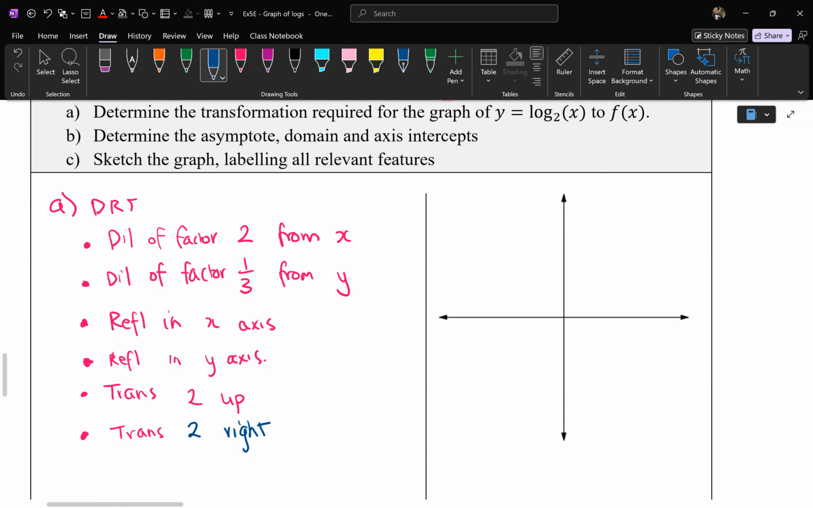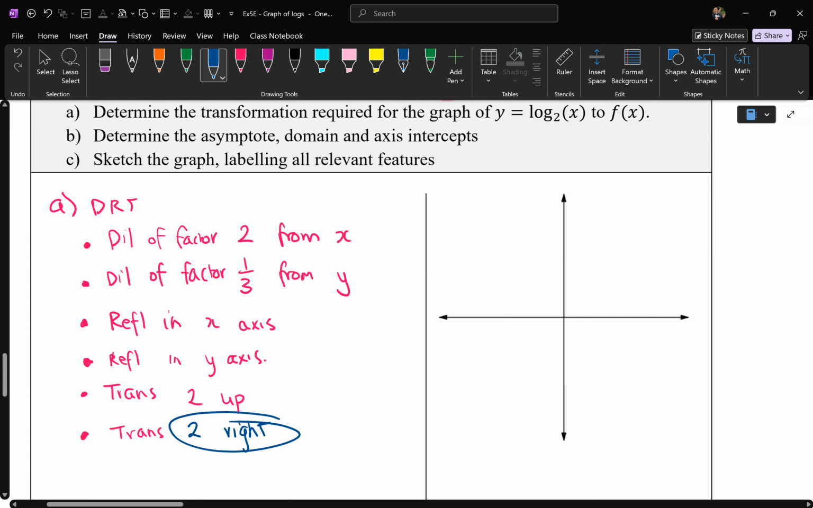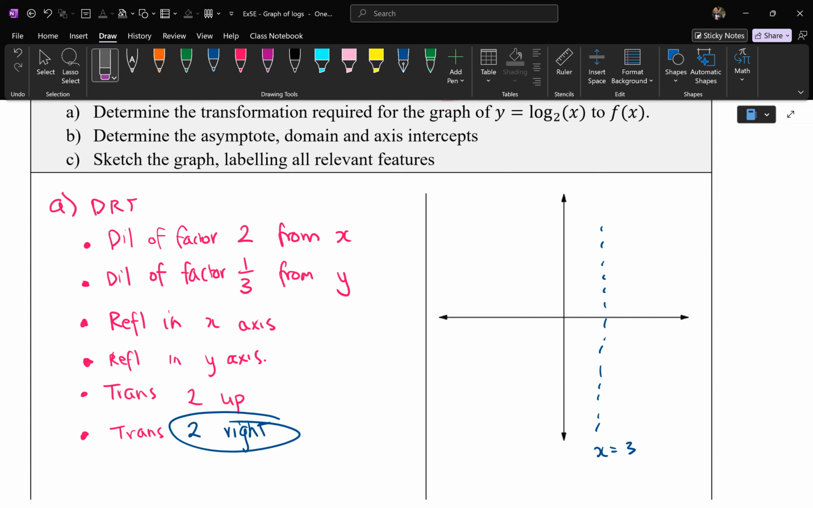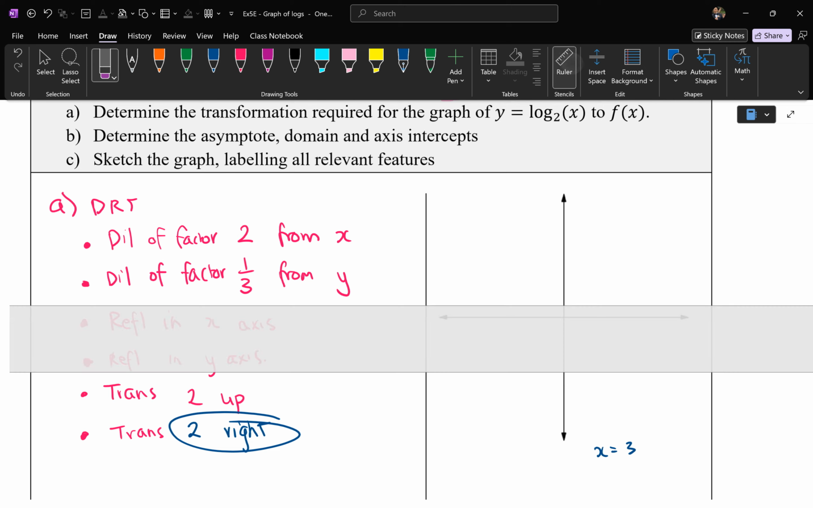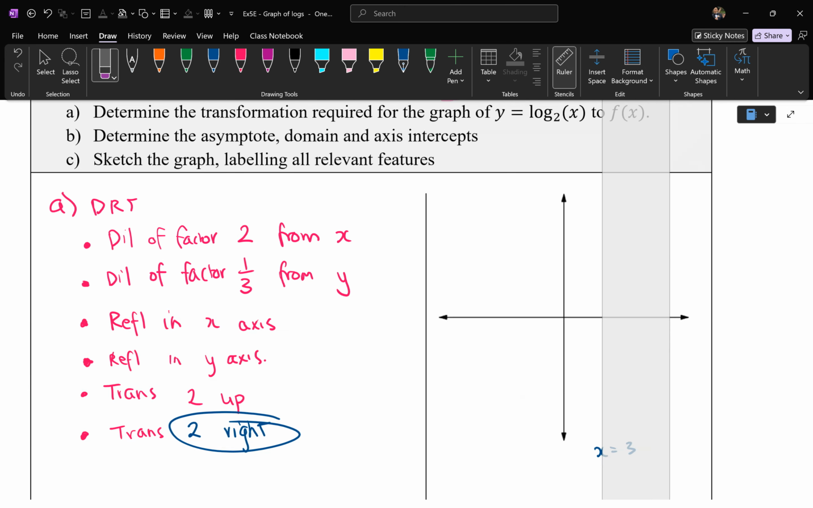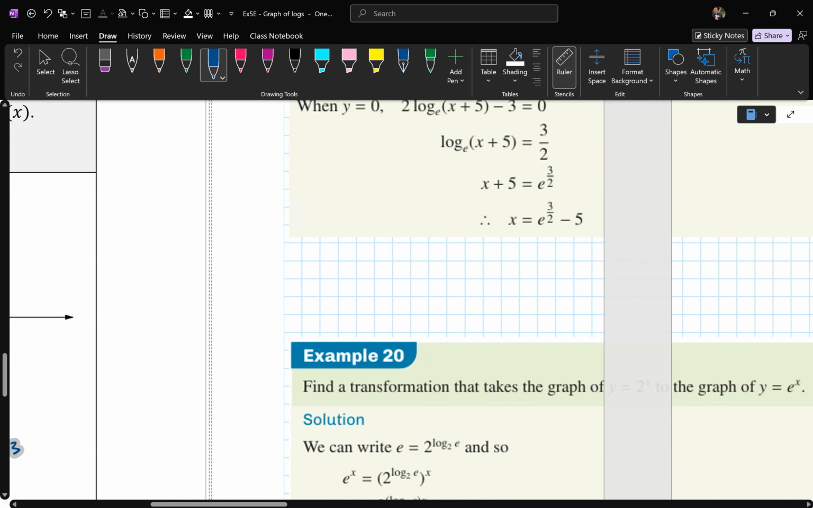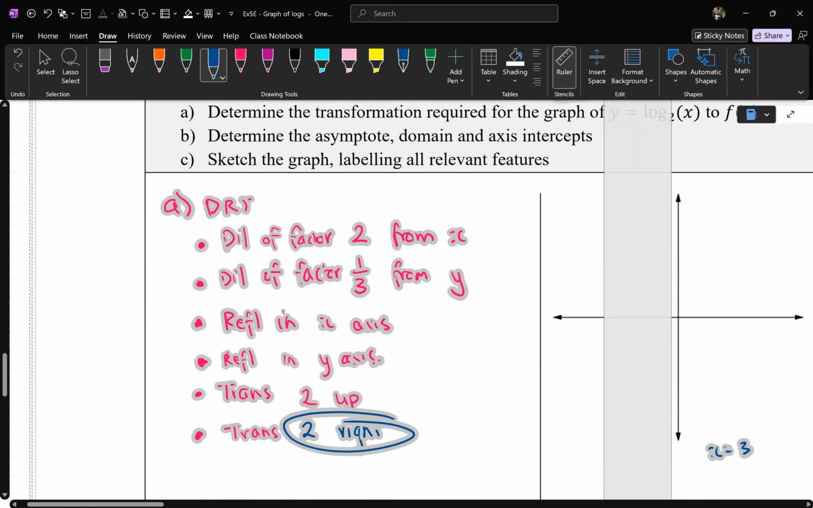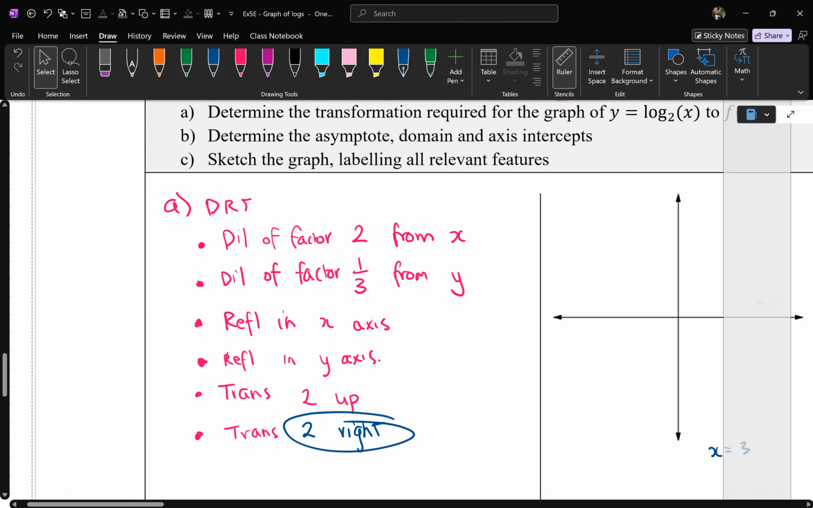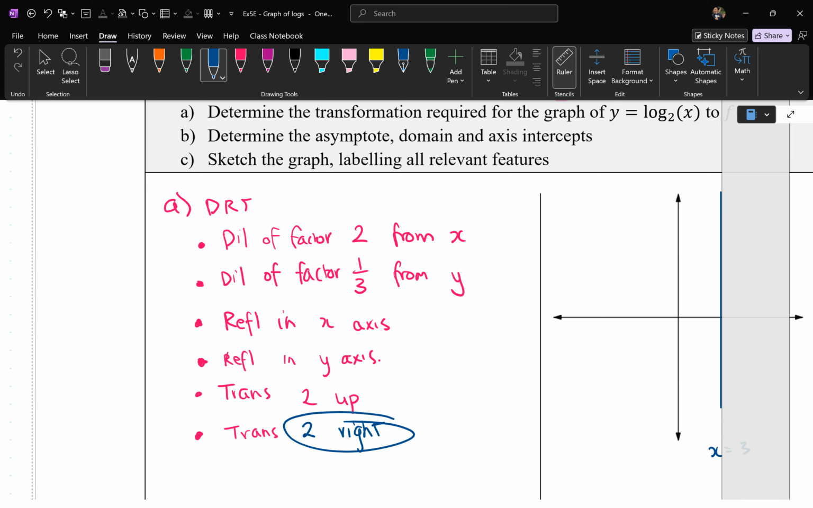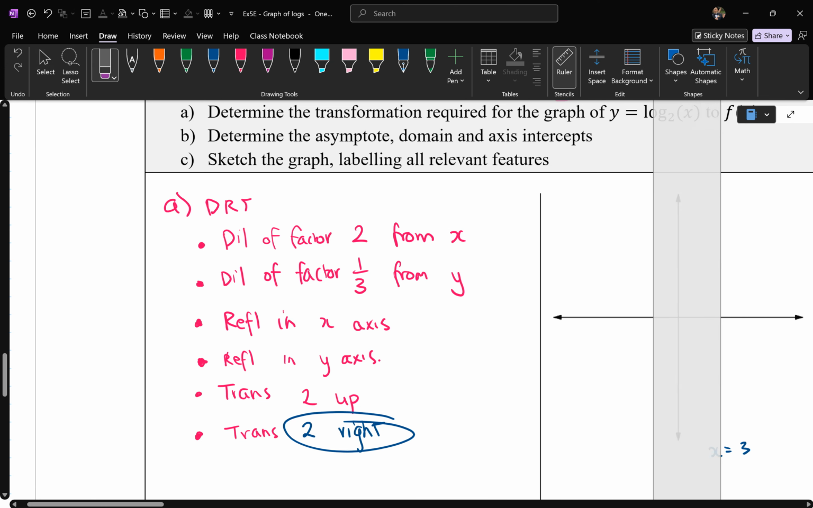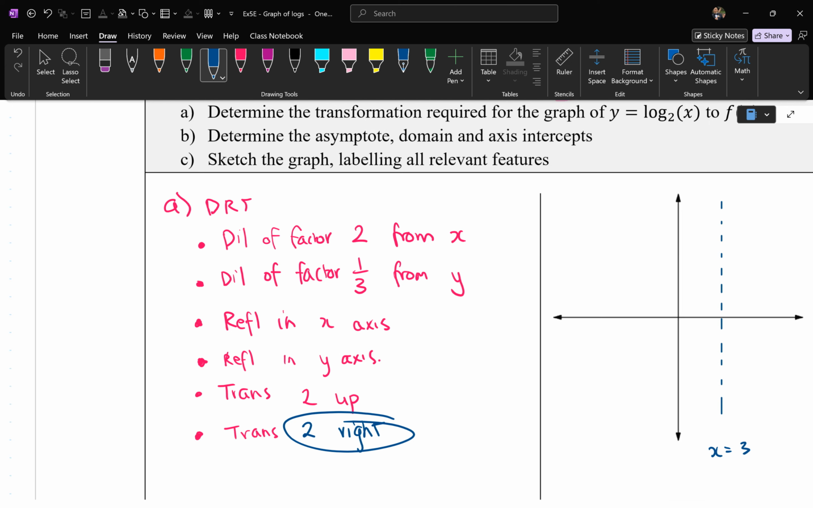Thanks, boys. Part B. Determine the asymptote, domain and axis intercepts. So here we can see that there is 2 to the right. That will affect the domain. So we got x equals 3. Don't do what I just did. You should use a ruler when you're doing the asymptote. Make sure to use a ruler. Whoops. 2. My bad. Whoops. Should be a dotted line, shouldn't it? 1, 2, 3, 4, 5, 6, 7, 8, 9, 10. There we go. x equals 2.